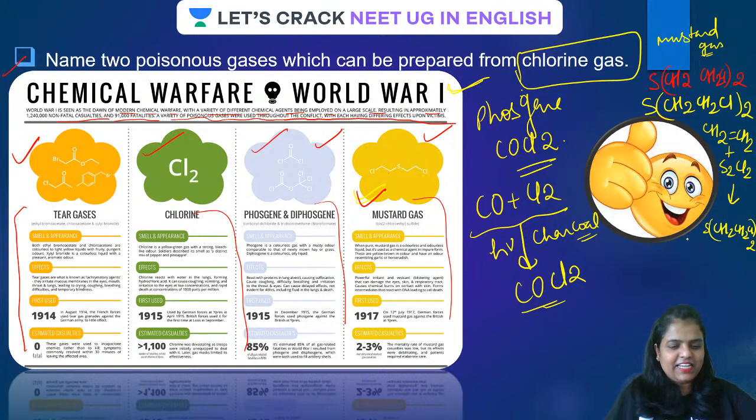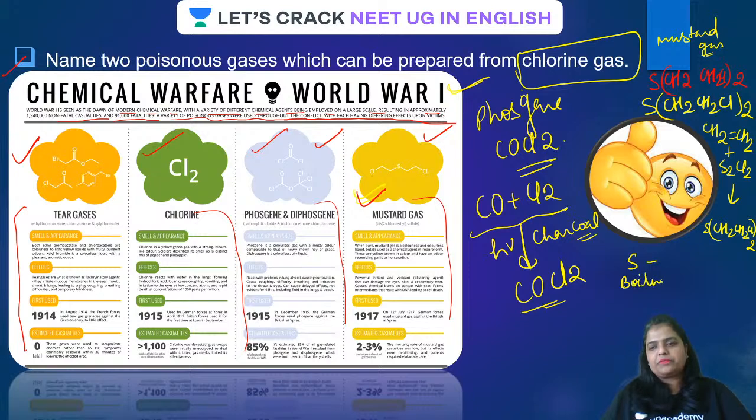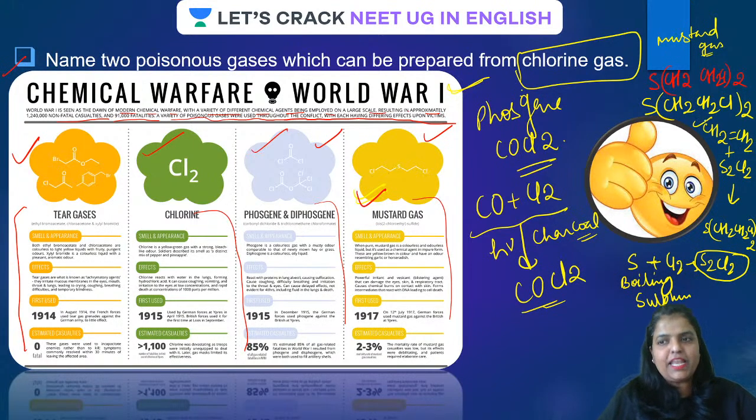Done? Is that clear? Straight away going over here. How is this S2Cl2 formed, guys? Chlorine is passed through boiling sulfur. Remember, boiling sulfur, to that Cl2 is passed and we prepare S2Cl2. And this S2Cl2 is reacted with alkene and gives mustard gas.